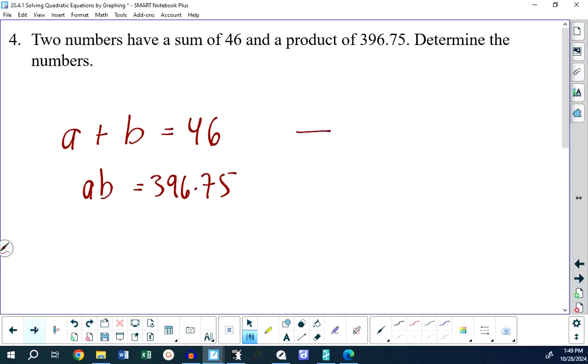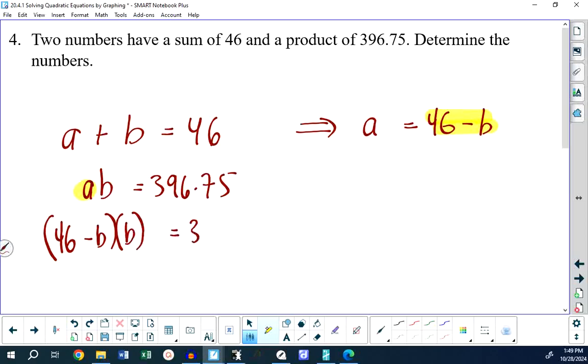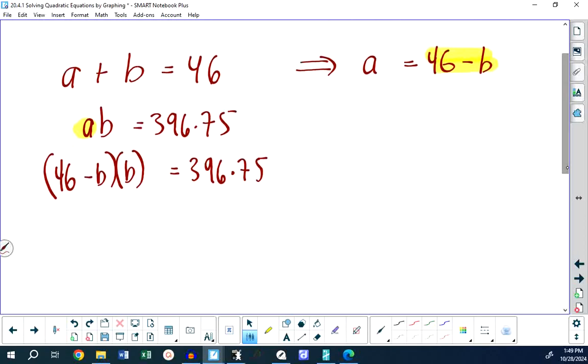I'm going to put, we'll do it the other way around. I'm going to put A equals 46 minus B into that bottom equation. So A is 46 minus B. We're going to put that right here. How do I solve this? Well, again, you're going to get better throughout this unit. Do you see that this will be a quadratic equation? Why is it going to be quadratic? There'll be a b squared. So I'm going to expand this out.